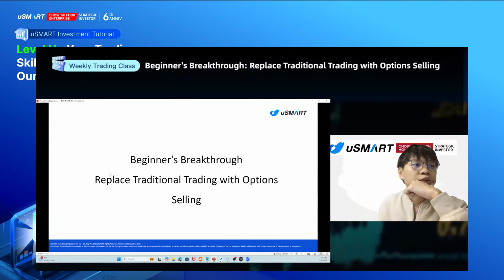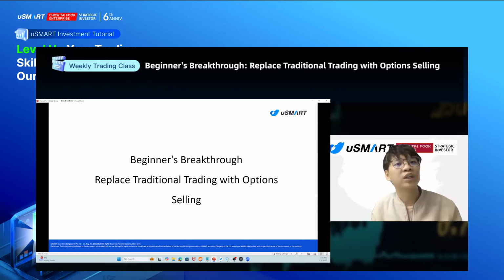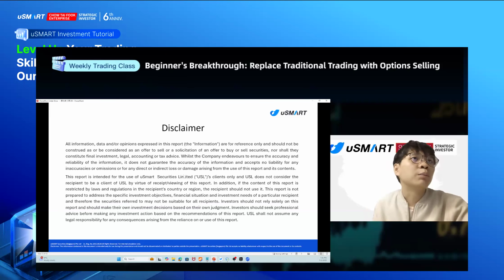And this will be the topic for today, the beginner's breakthrough. We are going to use options as a seller to replace the traditional trading method, buy low, sell high. But we are not going to use the normal entry; we are going to replace it with option selling instead. And this is also the most powerful secret weapon used by Warren Buffett. You can check it on Google. You can see that he used option selling in the Coca-Cola case, and he made tons of money from option selling.